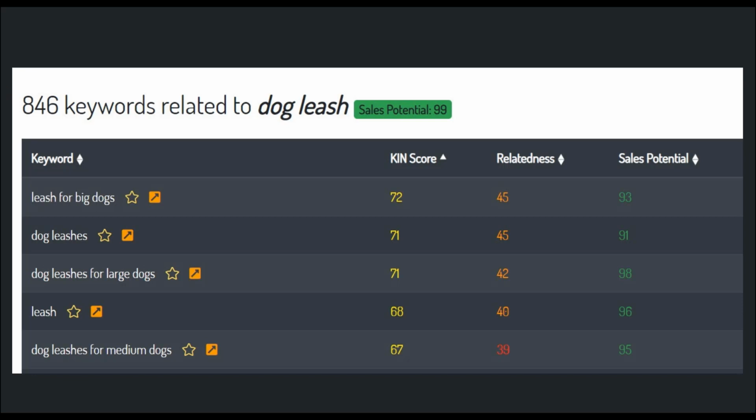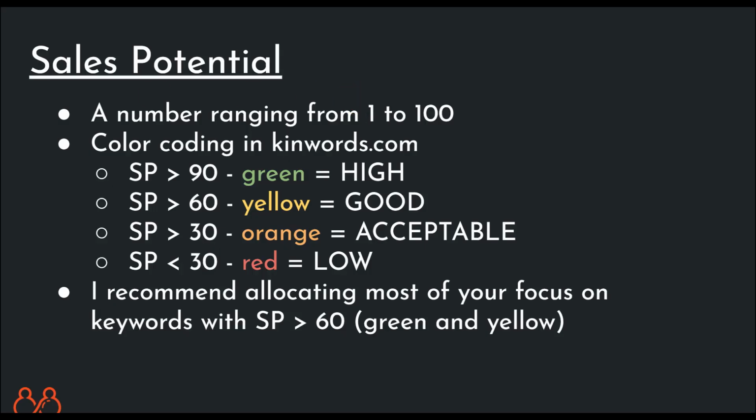So in this video, I'm going to explain each of these metrics, what they represent, and also how exactly to use them in your decision making. The first column, and actually this is the fourth column, but I'll start from right to left, is sales potential. This is a number ranging from 1 to 100, and I've color coded the sales potential in KinWords based on how good the sales potential is.